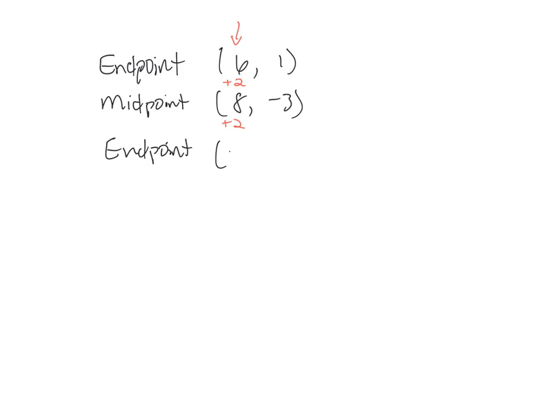So do +2 again, and that's part of the endpoint. Look at what's happening here. From 1 to -3 is -4. Think of a number line. From 1 to -3, I went 4 spaces in the negative direction. So I got to do -4 again, and I get -7.